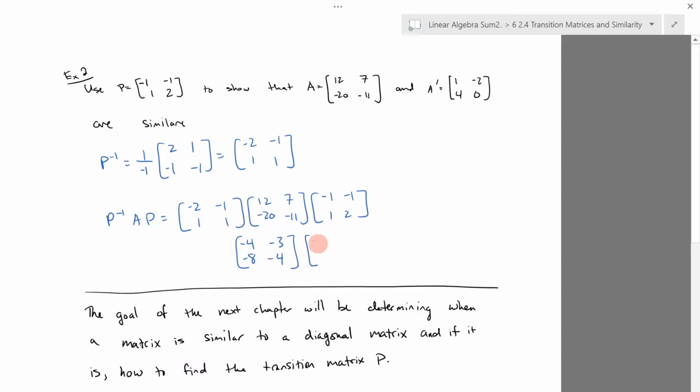Okay, and then now this one wasn't multiplied yet. And then now we calculate this multiplication. So 4 minus 3 is 1. 4 minus 6 is -2. 8 minus 4 is 4, and 8 minus 8 is 0. And then we check this is exactly the same as A prime, and so that means that A and A prime are similar.